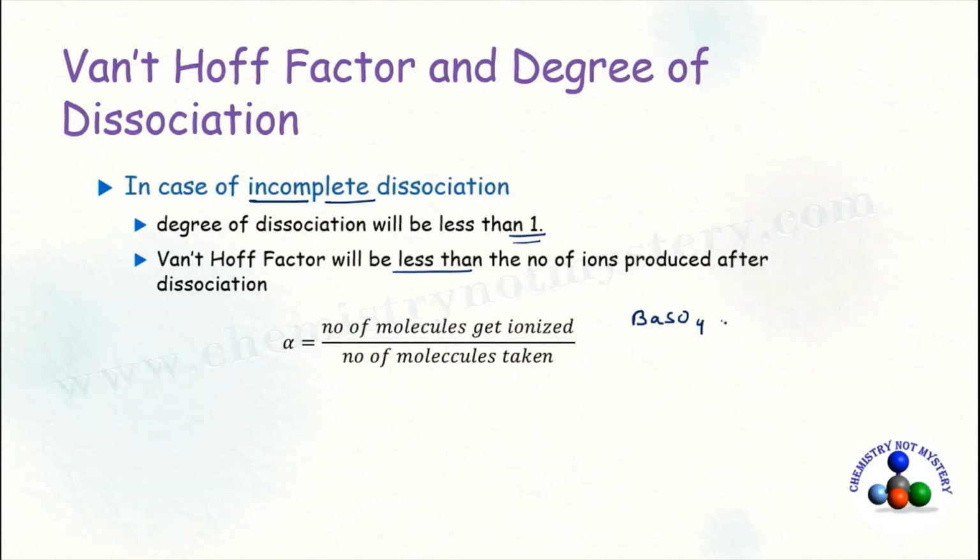After dissociation, it gives Ba2+ ion and SO4 2- ion. If at the beginning 100 molecules of BaSO4 were taken and only 10 molecules undergo dissociation, alpha will be equal to 10 divided by 100, which is 0.1, less than 1. That's why the degree of dissociation is less than 1 in case of incomplete dissociation. And now come to the Van't Hoff factor. In case of incomplete dissociation, Van't Hoff factor will be less than the number of ions produced after dissociation.